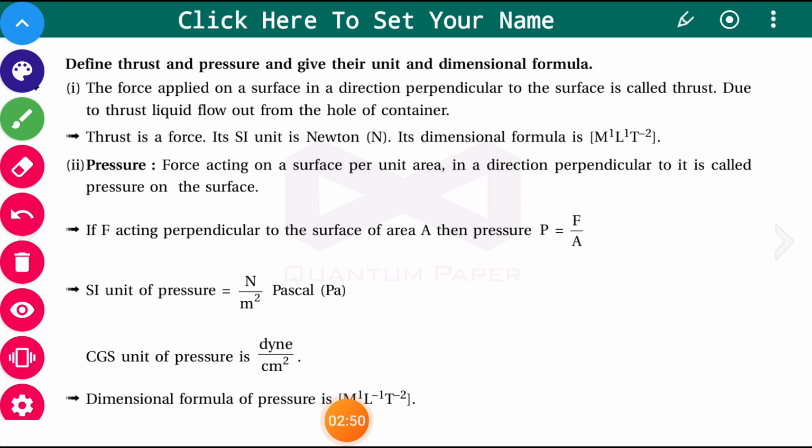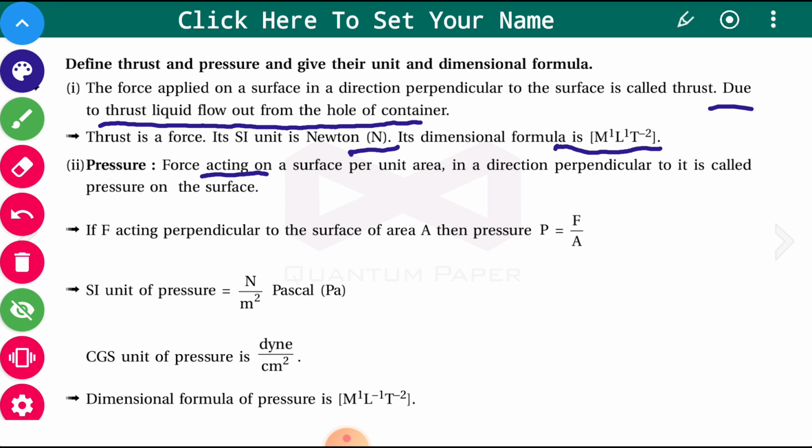Now the next part is the definition of thrust and pressure, their units and dimensional formulas. The force applied on a surface in the direction perpendicular to the surface is called thrust. Due to thrust, liquid flows out from the hole of the container. Thrust is a force, and its unit is Newton. Its dimensional formula is M^1 L^1 T^-2.